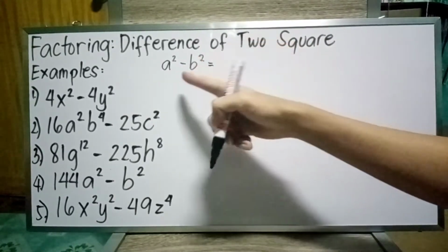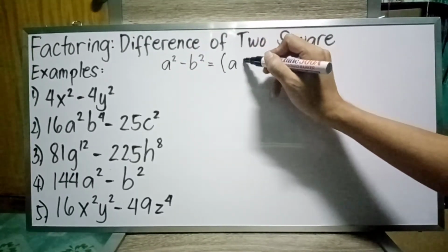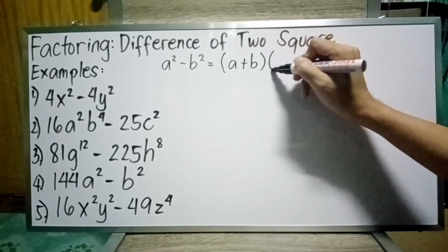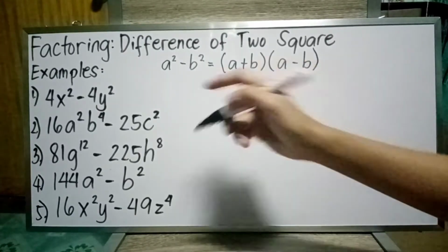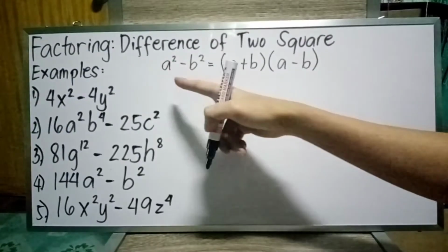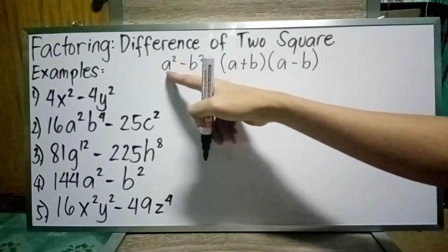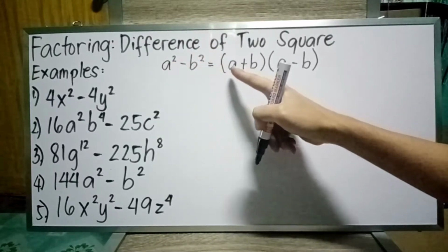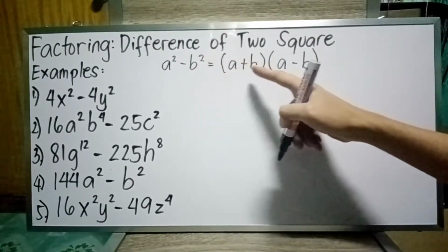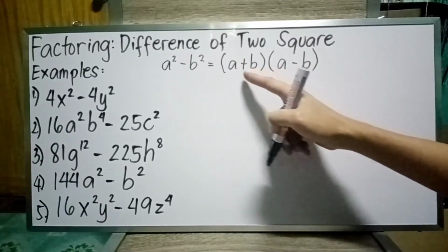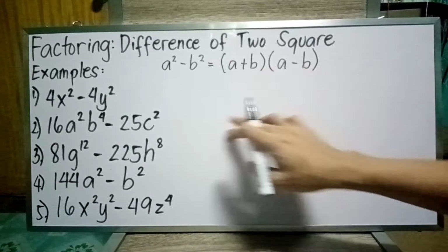So the formula to get the factor of a squared minus b squared is a plus b, a minus b. Okay, so how do we get that? We're just getting the square root of a squared, which is a, so we write a and a. Square root of b squared, that is b, b, and then we put plus and minus sign.